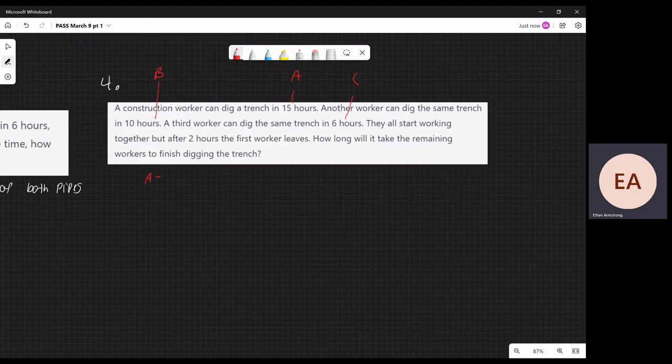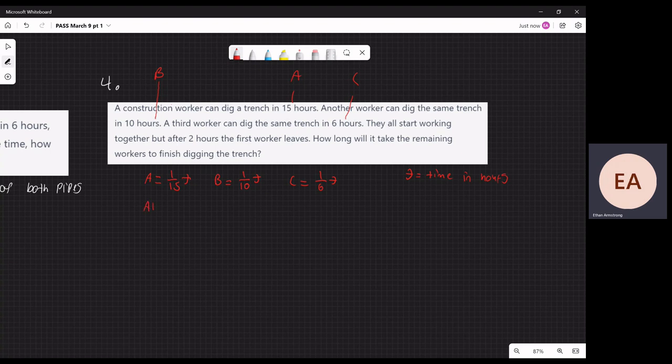So worker A has a rate of 1/15 t. Worker B has a rate of 1 trench for every 10 hours, 1/10 t. And C equals 1/6 t, where t equals time in hours. So if they're all working together for 2 hours, we can combine that.